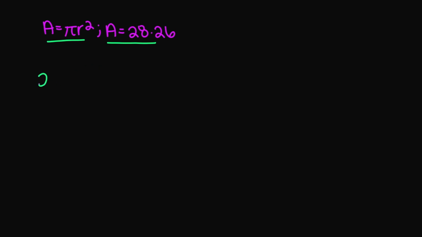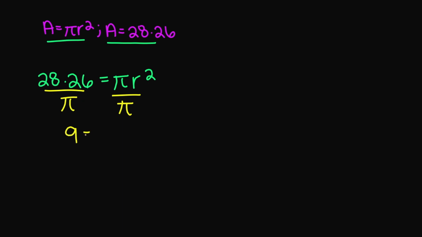So first I'm going to do 28.26 because this is our area. It's going to equal pi times r squared. Now we're going to divide both sides here by pi because we need to find the radius. So 28.26 divided by pi, this is going to give you approximately 9. And your pi's here are going to cancel out on my right side. So 9 equals r squared.